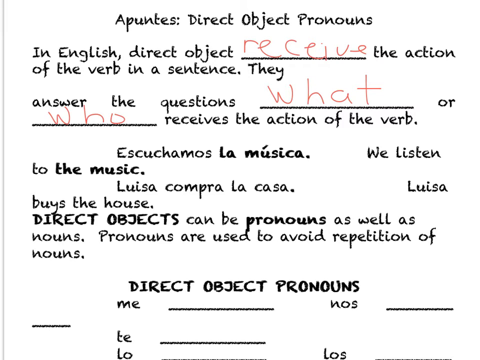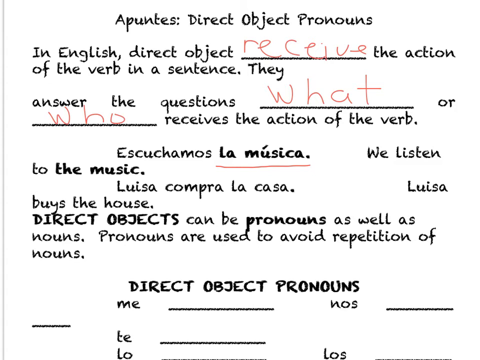So, let's look at the first example. Escuchamos la música. So I ask myself, ¿qué escuchamos? And I would say, la música. And that would be my direct object noun.